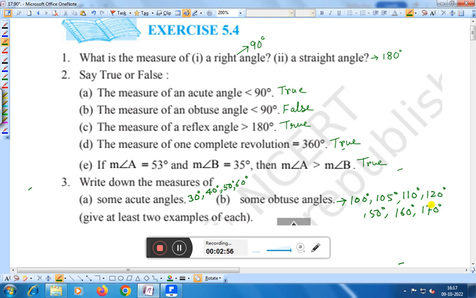Give at least 2 examples of each. This is the solution of question number 1, 2 and 3 of exercise 5.4.